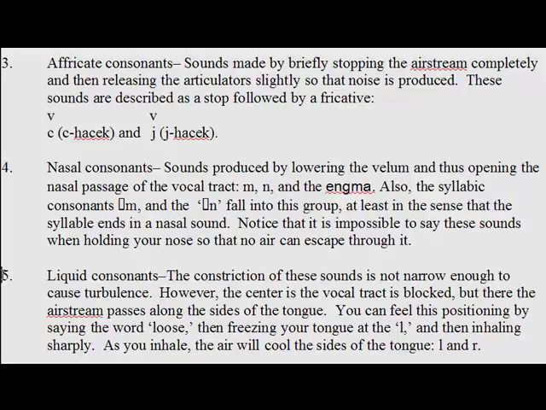Number 5, liquid consonants. The constriction of these sounds is not narrow enough to cause turbulence. However, the center of the vocal tract is blocked, but the airstream passes along the sides of the tongue. You can feel this positioning by saying the word loose, then freezing your tongue at the L, and then inhaling sharply. As you inhale, the air will cool the sides of the tongue. And there are two sounds here, the L and the R sounds. Now, of course, these sounds are very problematic for non-native speakers.